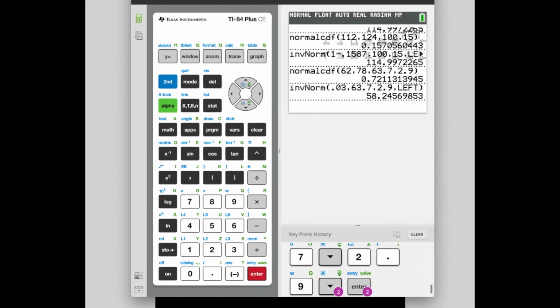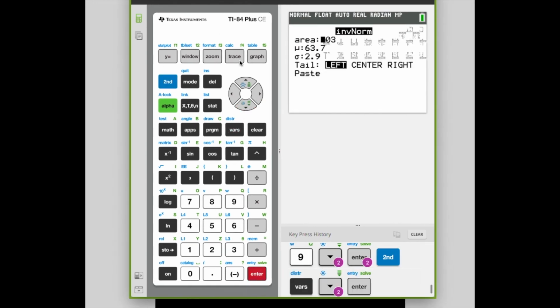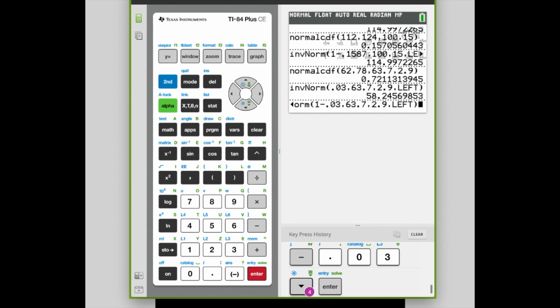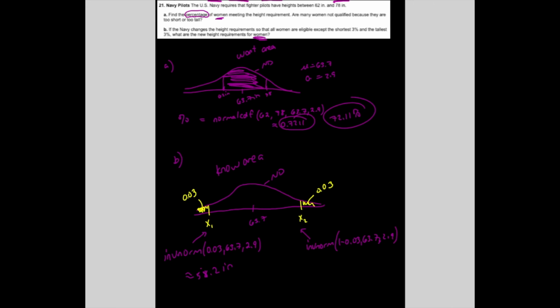So now let's do the tallest 3%. Inverse norm. I just set both up, and now I'm going to do them both here. So now this is 1 minus 0.03, with the mean the same and the standard deviation the same. Enter. So this height was 69.2 rounded, approximately 69.2 inches.